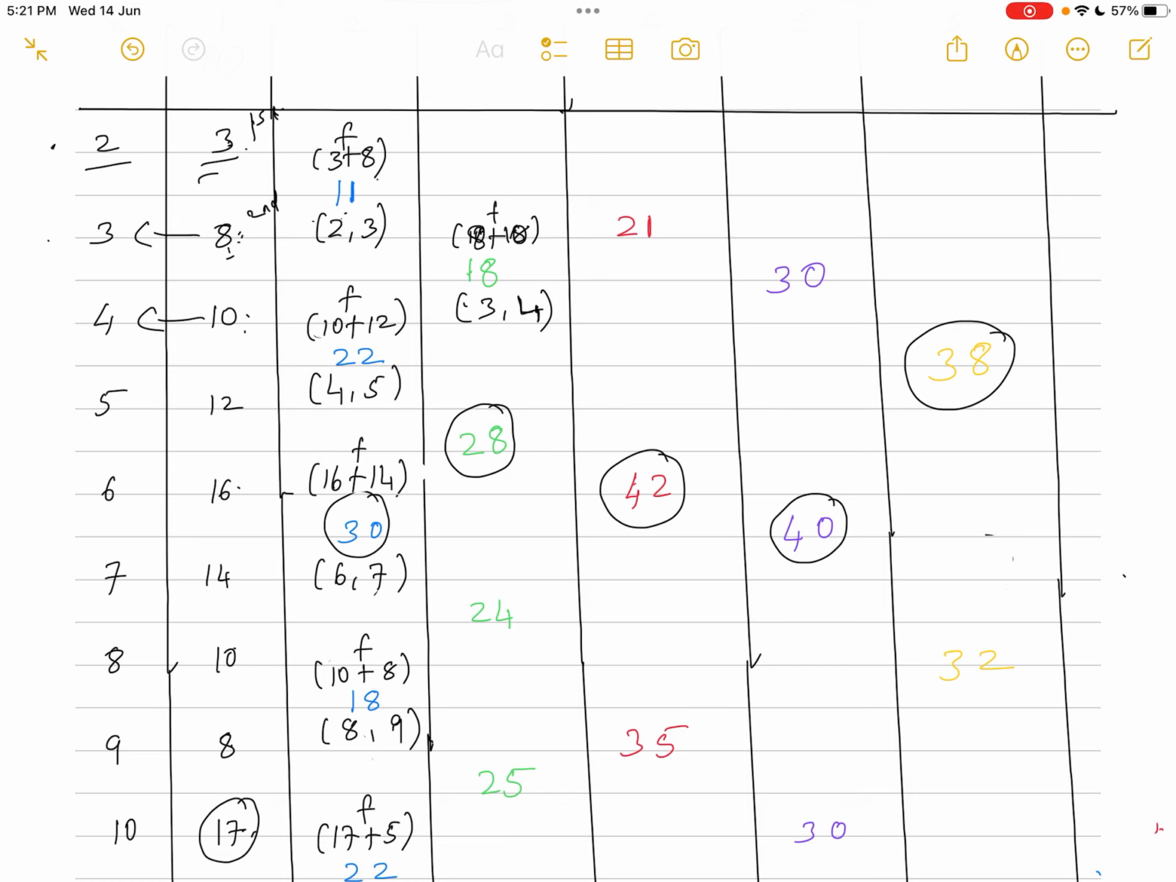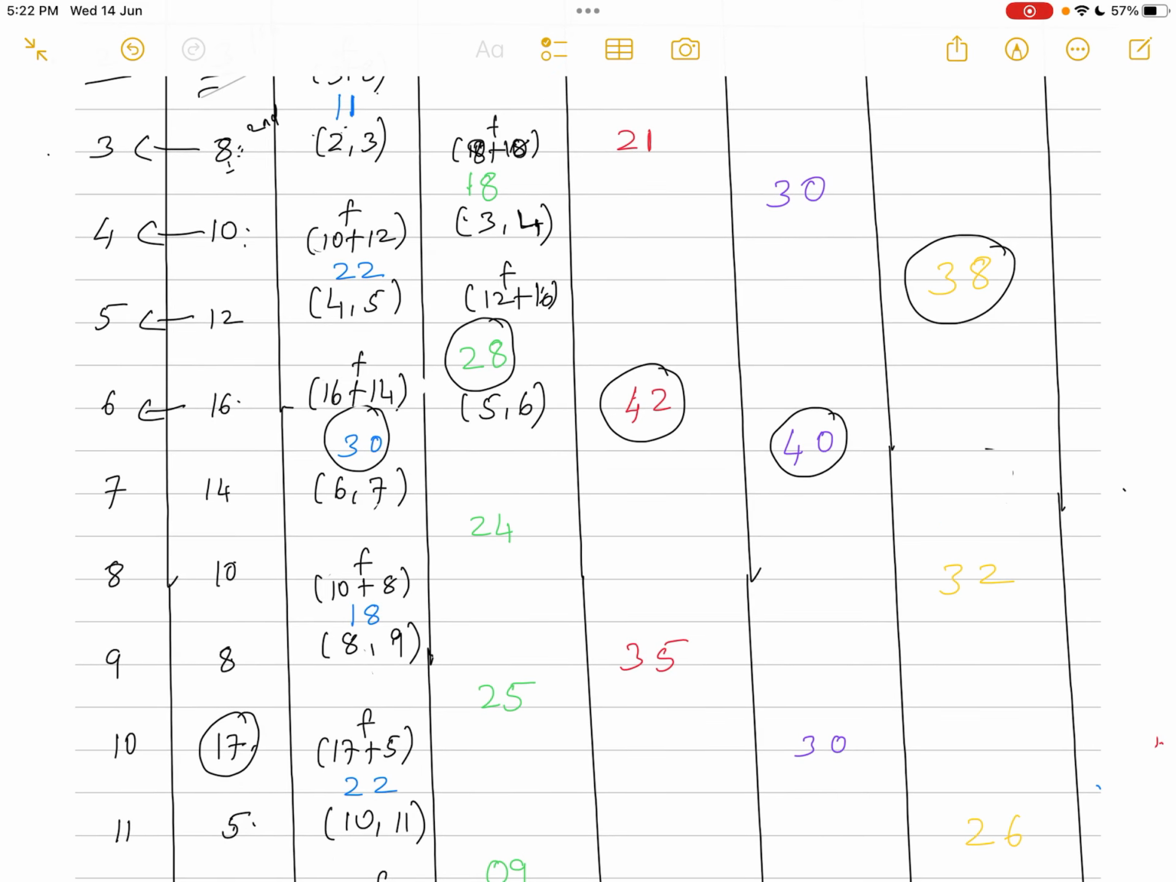Okay, so like that, what is the next one? 28. 28 is 12 plus 16, isn't it? The frequency is 12 plus 16. What is the corresponding x value here? 12 corresponds to 5, and 16 corresponds to 6. So 5 and 6. Then 14 plus 10, that is 24. So f of 14 plus 10.